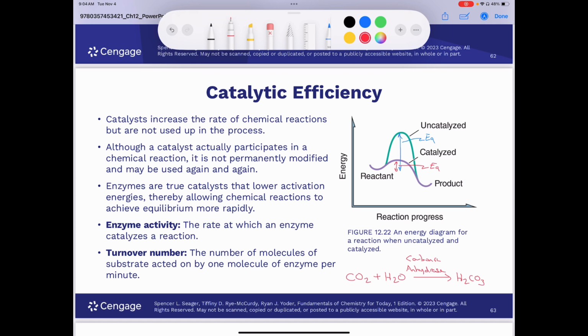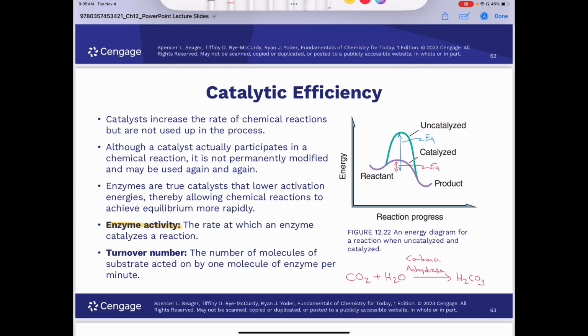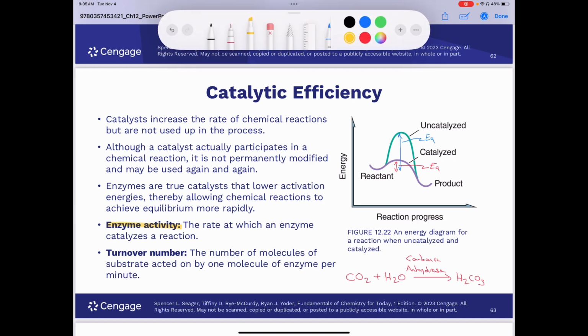So each molecule of the enzyme can catalyze the formation of carbonic acid at the rate of 36 million molecules per minute. Now, enzyme activity, and you need to know this definition, refers to the general catalytic ability of an enzyme to increase the rate of a reaction. Now, this amazing rate of 36 million molecules per minute, at which one molecule of carbonic anhydrase converts CO2 into carbonic acid, is called a turnover number.